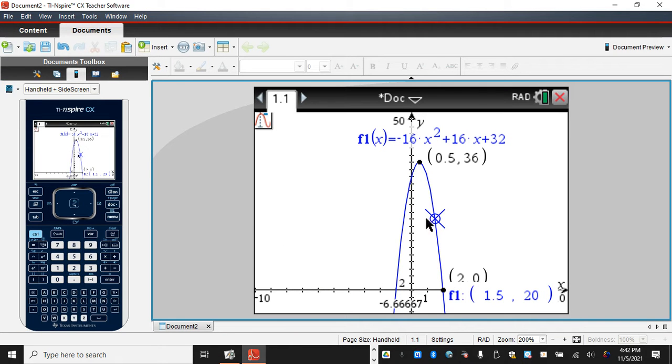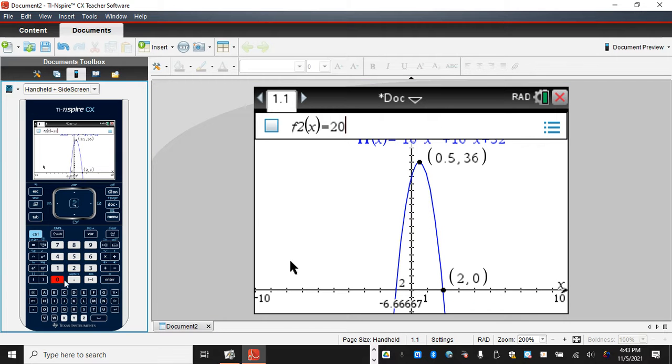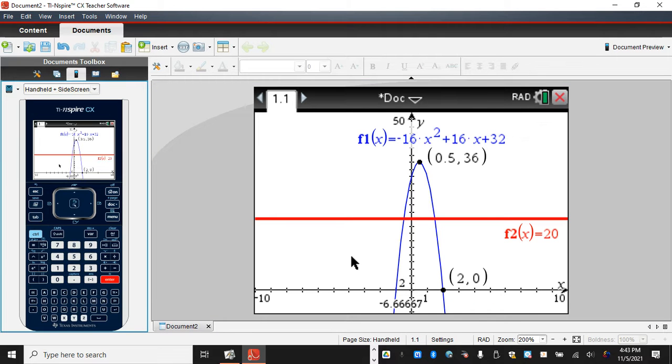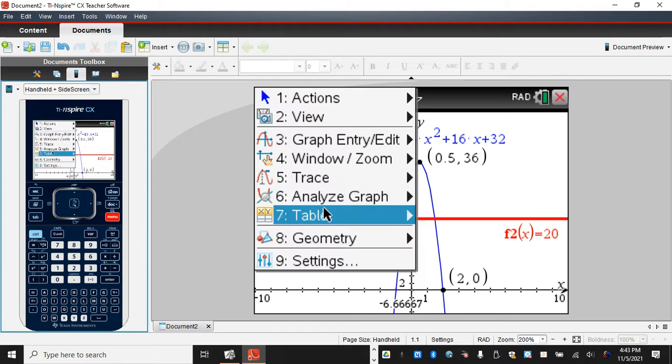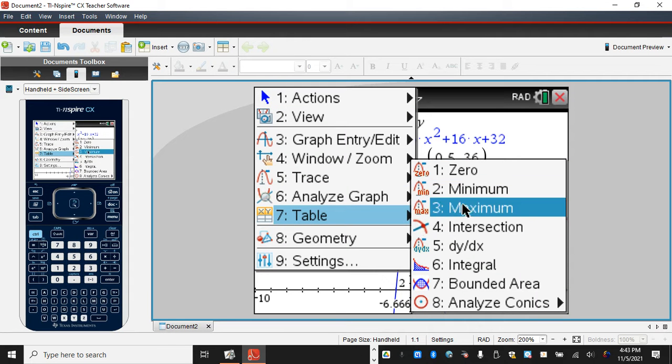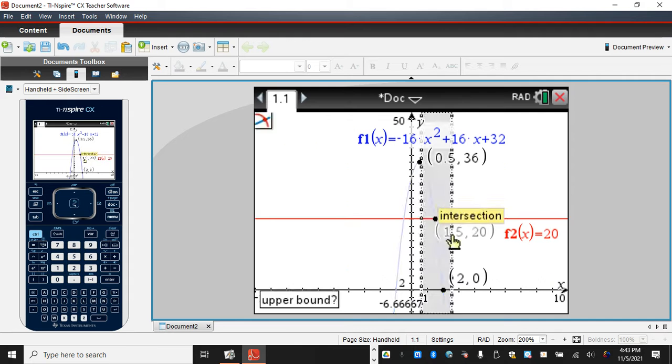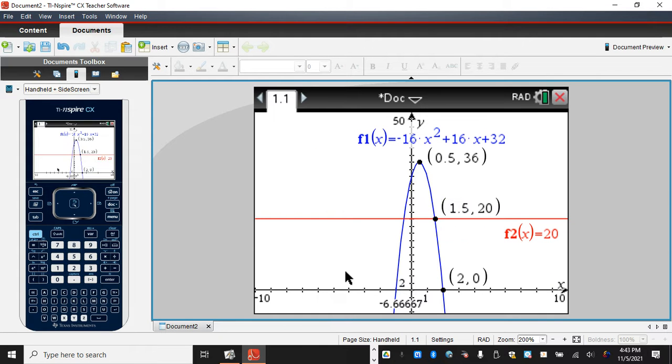So without actually just sitting here and guessing which number it is for 20, you can graph 20 and then find where they intersect. So graph 20, I hit tab and 20, and then I went menu, analyze, intersection, left bound, right bound, 1.5, 20. So that's another way to do it.